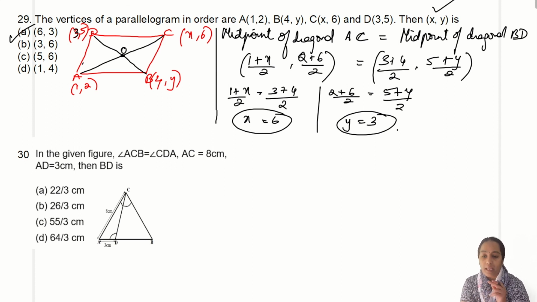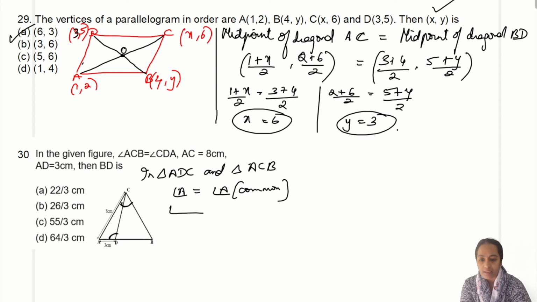Question number 30. Angle ACB is equal to angle CDA. AC is 8 centimeters, AD is 3 centimeters, and BD is asked in the question. When I look at the triangles, I have similar triangles. In triangle ADC and triangle ACB, angle A is common in both. Angle ADC in triangle ADC equals angle ACB in triangle ACB, which is given in the question. So two angles are equal, which means both triangles are similar by AA criteria.